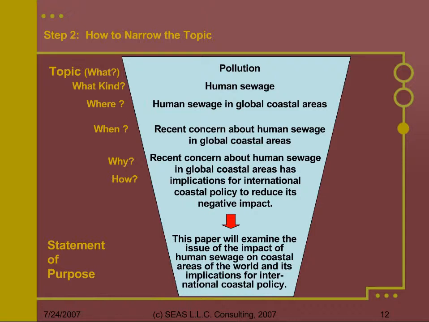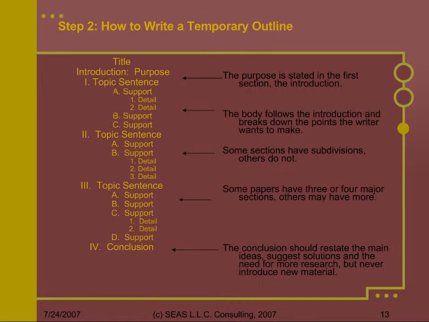I grade so many papers where there is no statement of purpose. People start writing about a topic, and then don't tell me what this specific paper is going to be addressing on that topic. It's not enough for me to know that it's recent concerns about human sewage. What is it you're going to do? Make sure you have a paragraph on that.